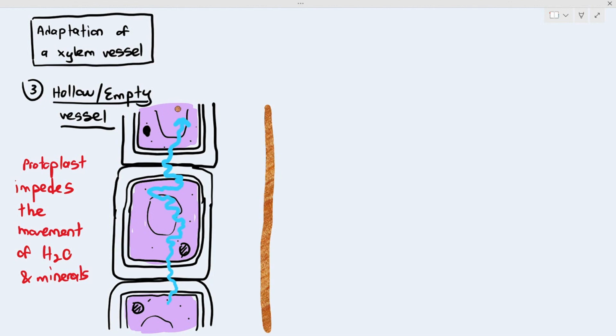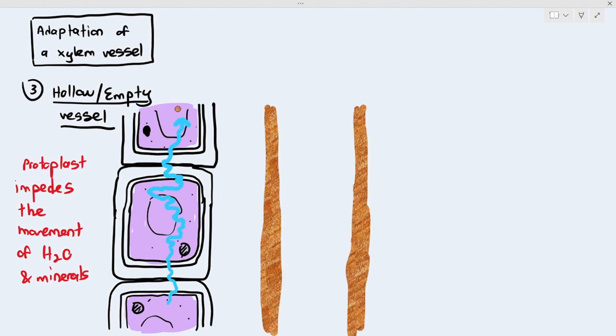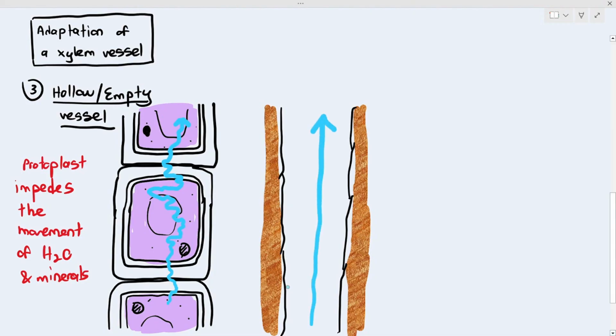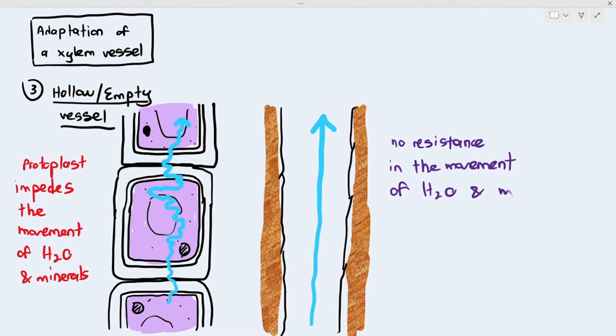But because the xylem vessel is hollow, the water and minerals will not have any resistance in moving upwards whatsoever. So these are the three main adaptations of the xylem vessel in transporting water and minerals.